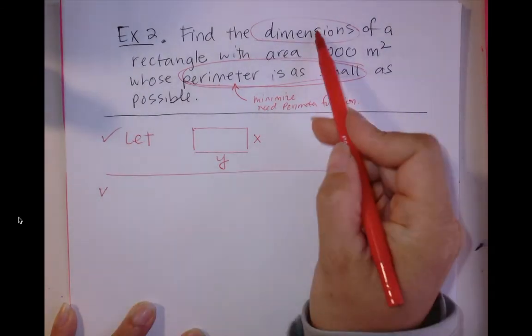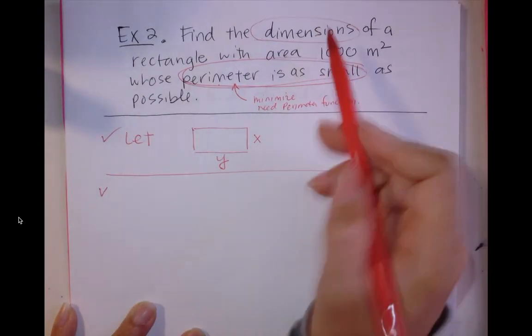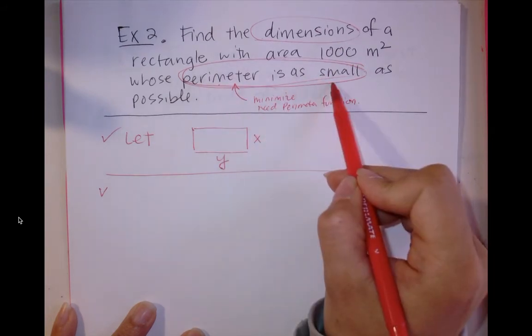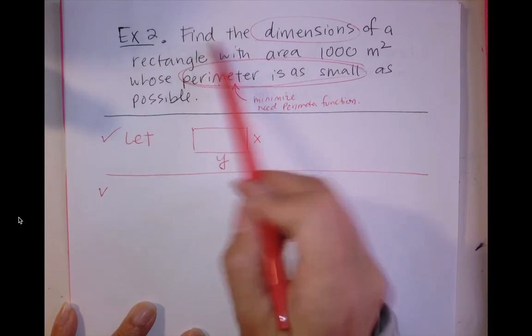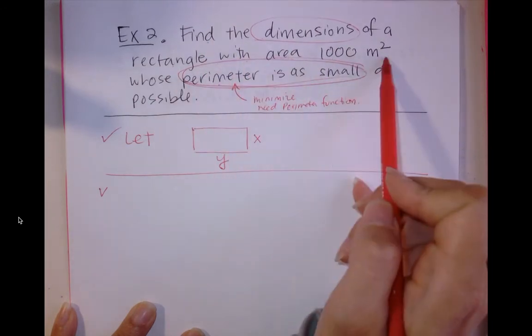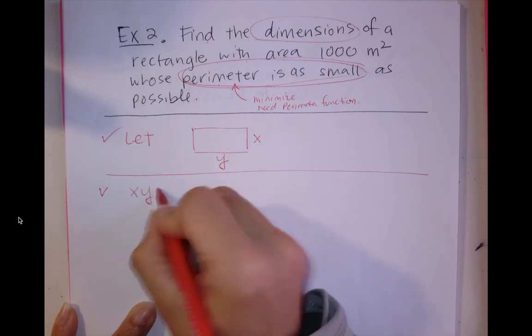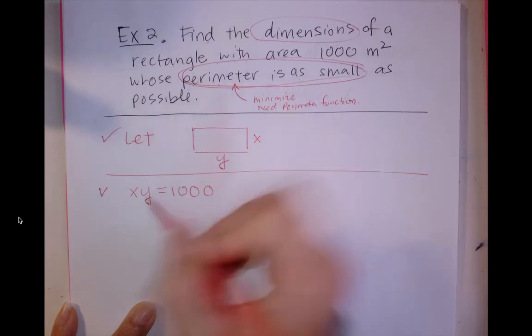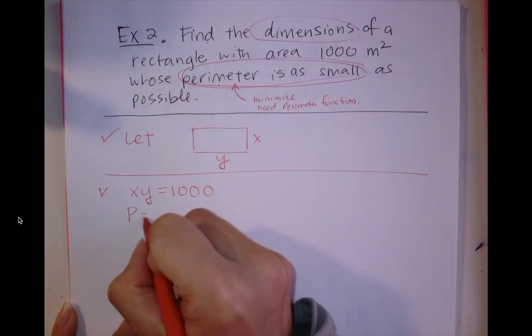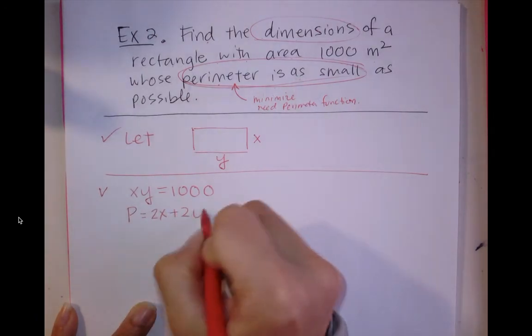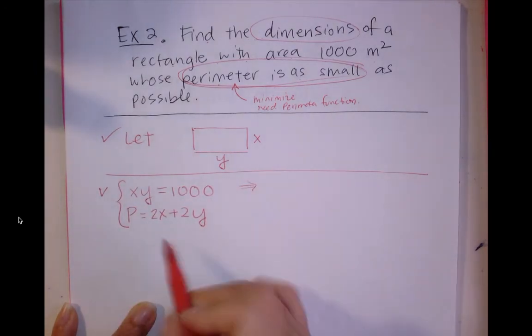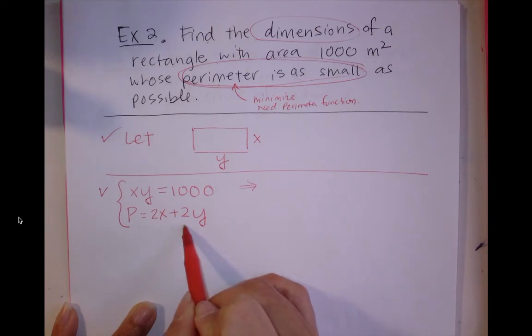Next, after I give my unknowns a name, I try to construct this perimeter function. When I read the question, it says find the dimensions of a rectangle with area 1,000. So I'm immediately given that x times y is 1,000. And I know that the perimeter is what I want, so P for perimeter is given by 2x plus 2y. These are the two equations I have. Now, I want the perimeter in terms of one variable because those are the only types of functions I know how to maximize or minimize.